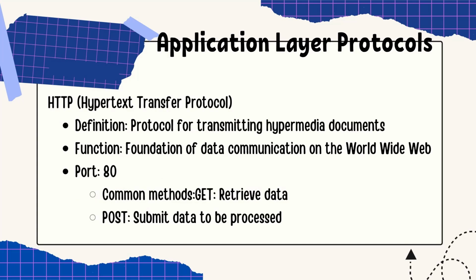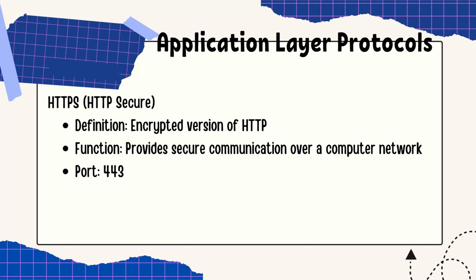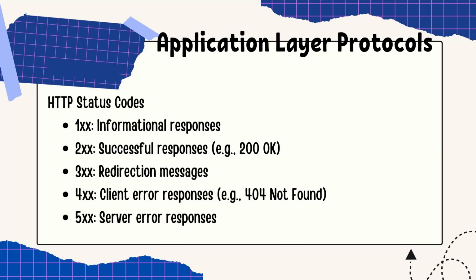HTTP is the foundation of data communication on the web. It defines methods like GET for retrieving data and POST for submitting data. HTTPS is the secure version of HTTP, using encryption to protect data in transit. HTTP typically uses port 80, while HTTPS uses port 443.